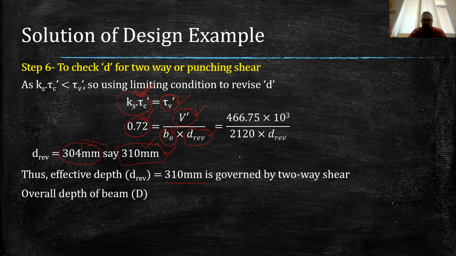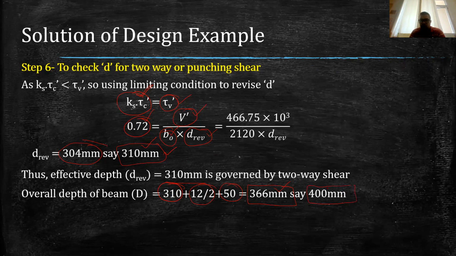What will be the overall depth of the foundation? Overall depth of the foundation will be effective depth plus half of the diameter of bar plus clear cover, which becomes 366 mm. Now to be on the safer side, we round off this value to a general round figure, which is 400 mm. So ultimately we are keeping our overall depth as 400 mm, and this will be safe for all the criteria which may fail the foundation.